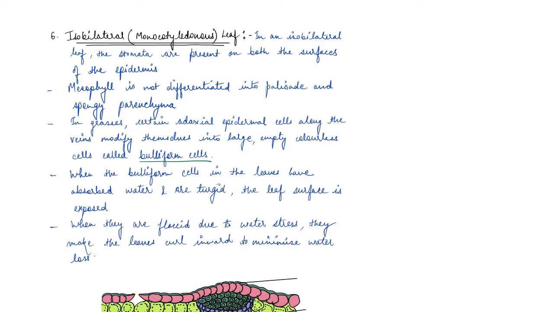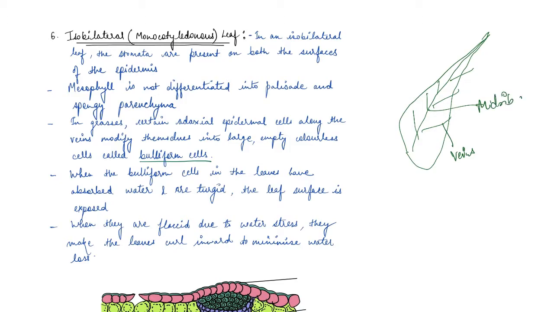Now, what are veins? If I draw a leaf again, these are the veins, right? So these are the veins. This is the midrib, right? So these veins, along with adaxial epidermal cells, form large empty colorless cells, and these cells are known as bulliform cells. Now, when the bulliform cells in the leaves have absorbed water, then what happens?